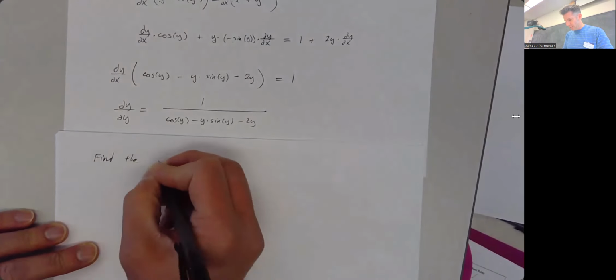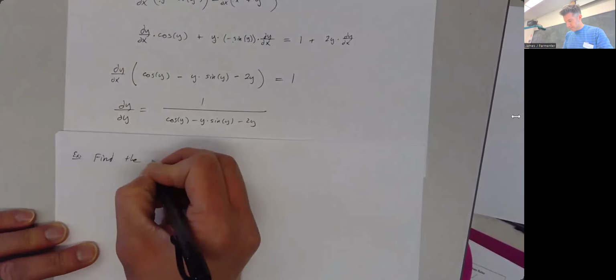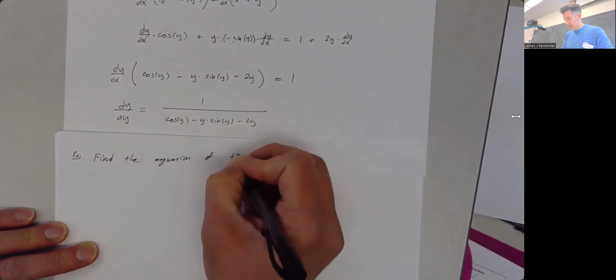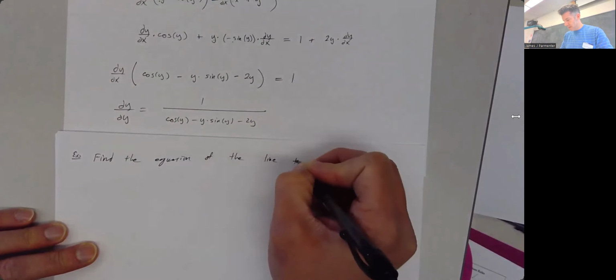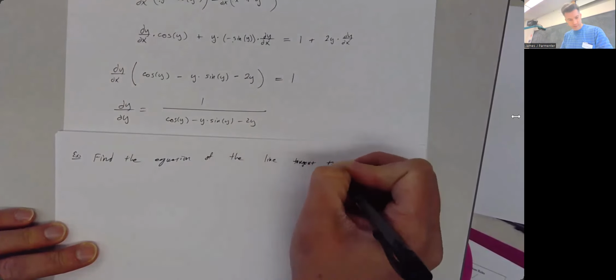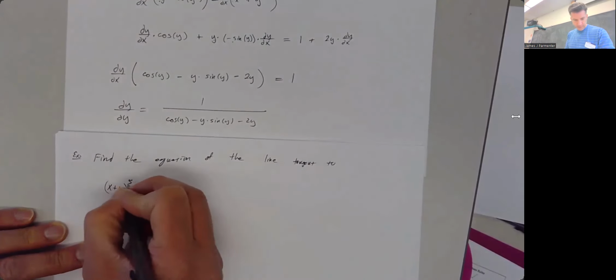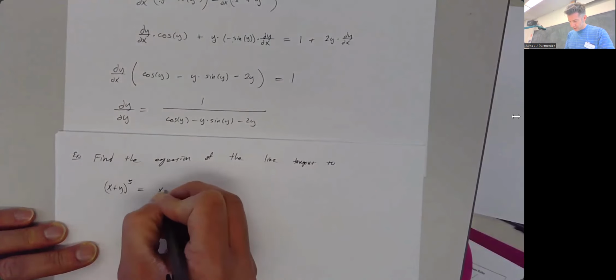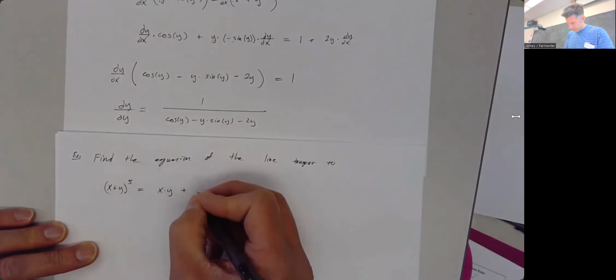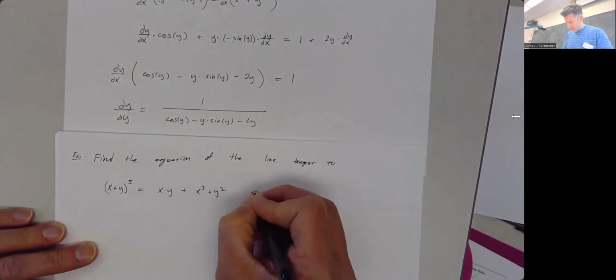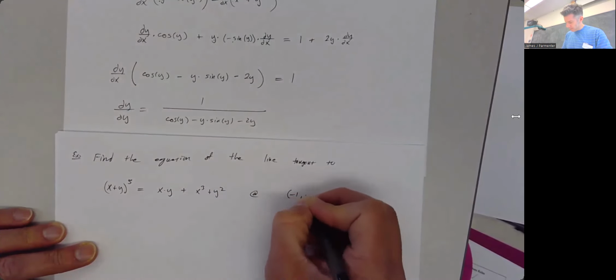Find the equation of the line tangent to x plus y to the 5th equal to x times y plus x cubed plus y squared at the point -1, 1.